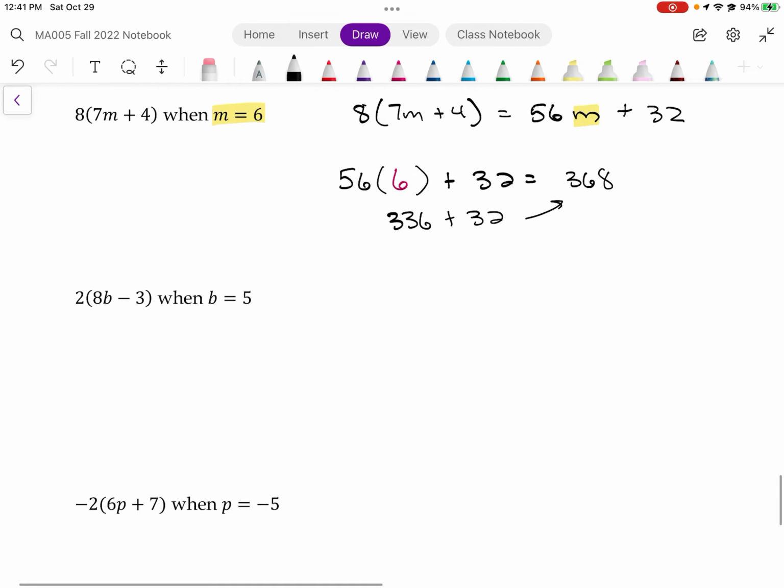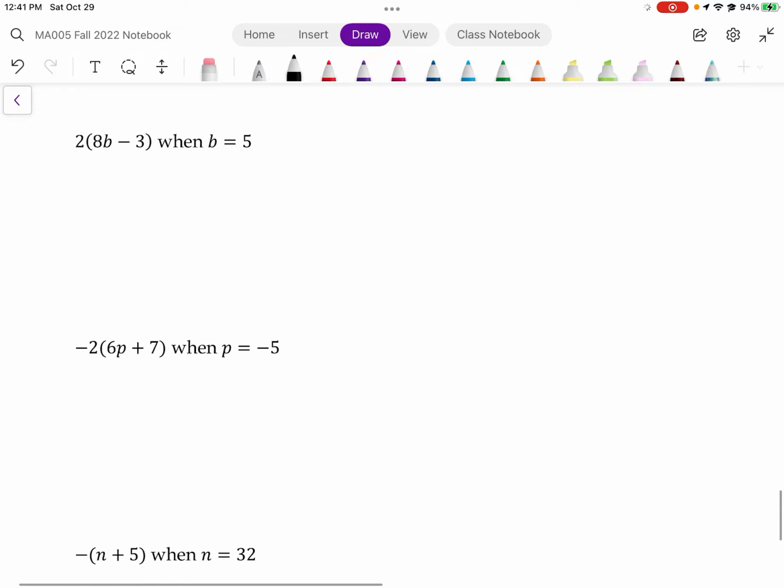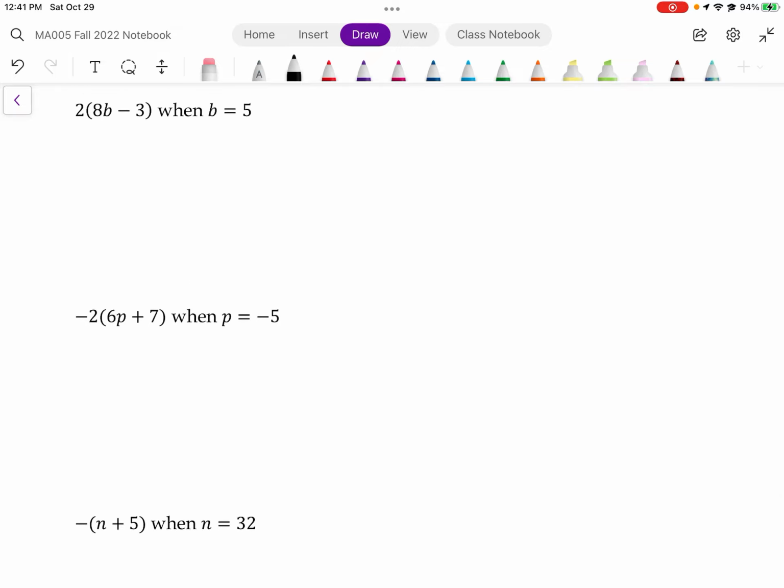So why don't you try the next 3 problems?